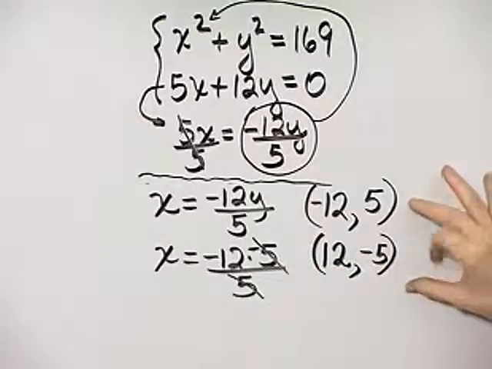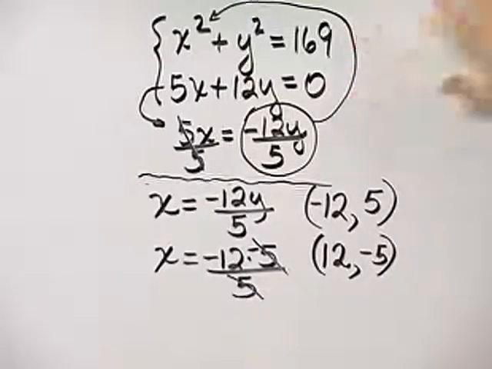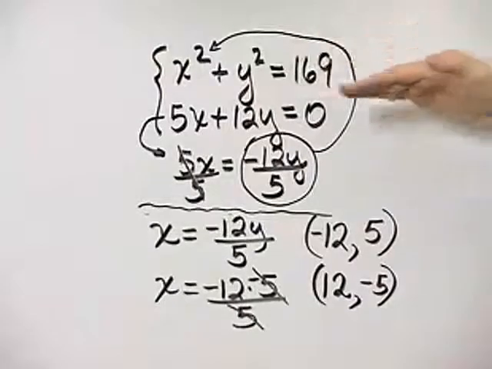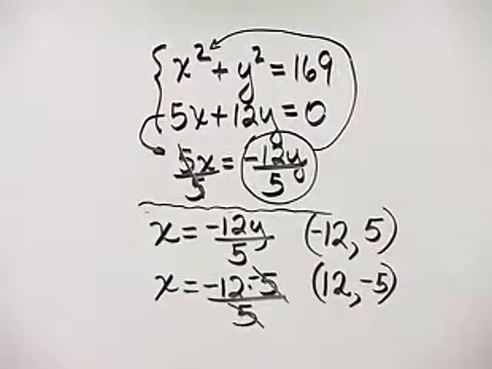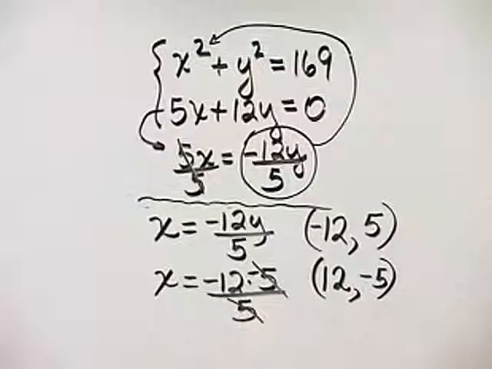So it looks like I have 2 points of intersection, 2 solutions to this system. Now you check by checking in each of these equations and making sure a true statement results, but here are my 2 solutions.